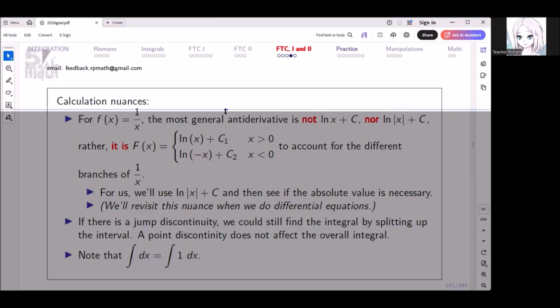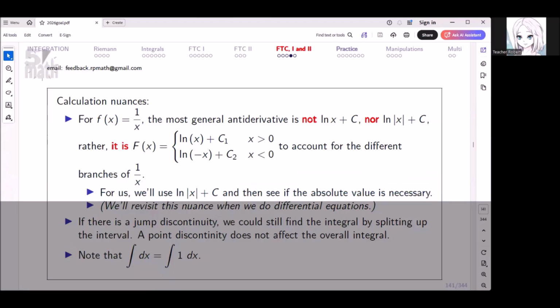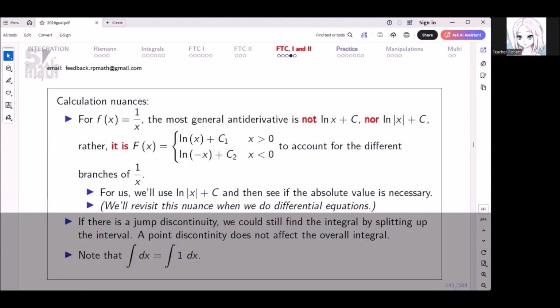Calculation nuances. For f of x equals 1 over x, the most general antiderivative is not ln x plus c, nor ln absolute value x plus c. Rather, it is big F of x equals this, to account for the different branches of 1 over x. For us, we'll use ln absolute value x plus c, and then see if the absolute value is necessary. We'll revisit this nuance when we do differential equations.